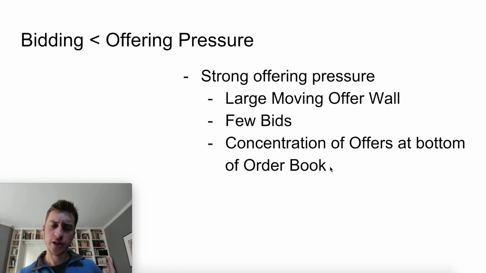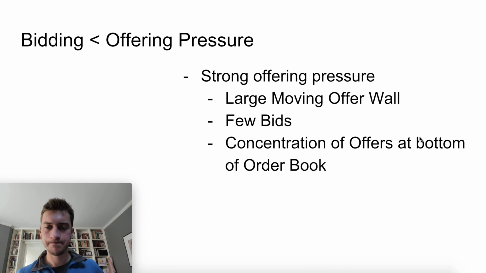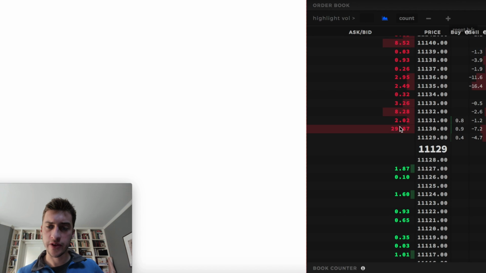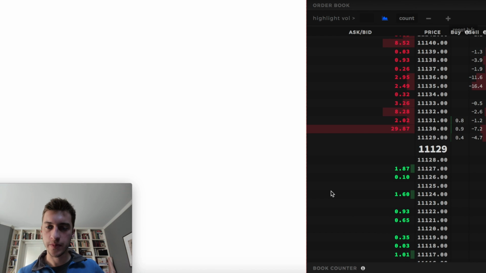Okay, so offering pressure, strong offering pressure, is just going to be the opposite. So this is where we're going to have that large moving offer wall like that. As price goes down, the offer wall goes down. Very few bids relative to that offer wall, 29, and really just not many bids here. Price will likely just cut through these prices, and it did. And a concentration of offers at the bottom of the order book, just like with bids.